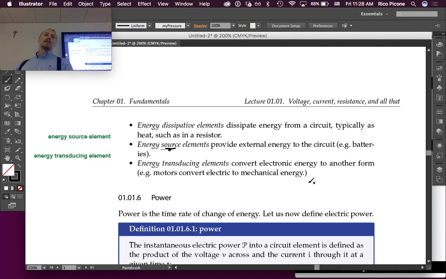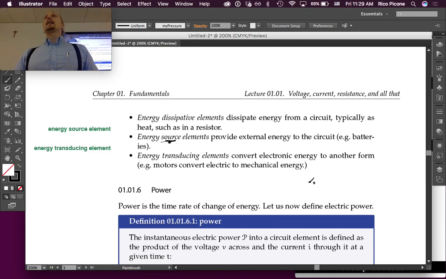A motor is sort of the paradigmatic example, converts electric energy to mechanical energy. So those are the types of elements that you could encounter in a circuit. There are some exotic types as well, but as far as energy goes, these are the only possibilities, right? You can either provide energy to the circuit, take it away from the circuit, store it in the circuit, or change it into another form.